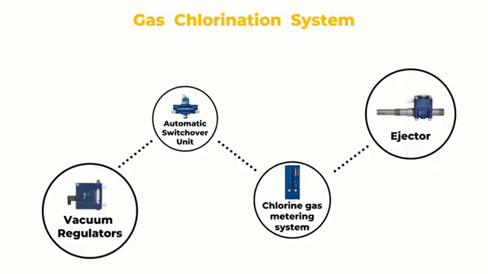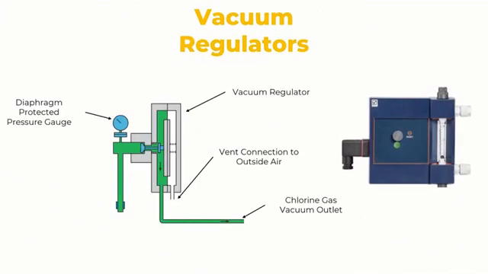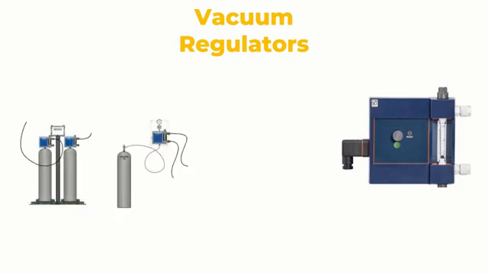The major components of a gas chlorination system are the vacuum regulator, the automatic switchover, the chlorine gas metering system and the ejector. The vacuum regulator unit maintains a constant vacuum on the chlorinator. It should be located as close as possible to the chlorine supply container to minimize the length of pressurized chlorine piping. It can be mounted on the cylinder or on the wall.